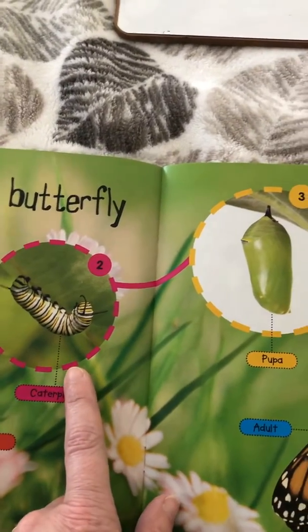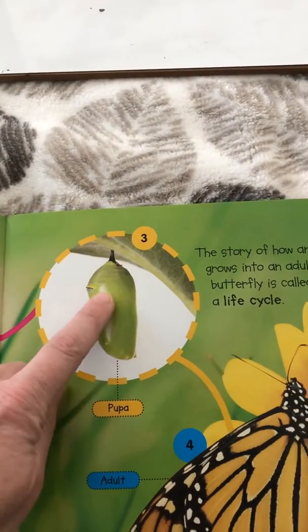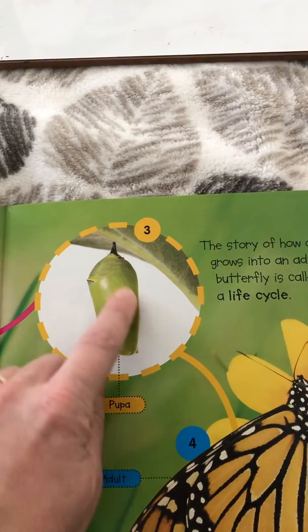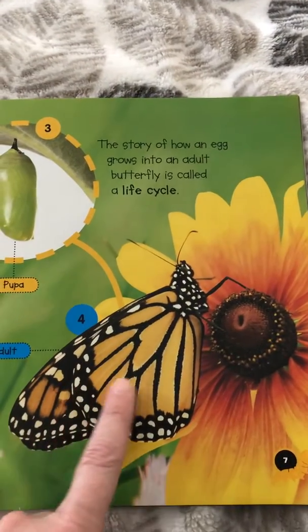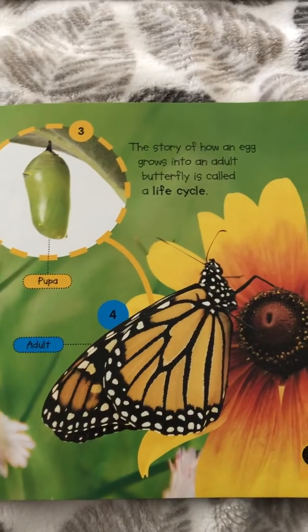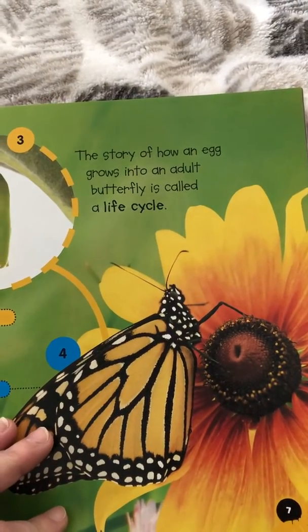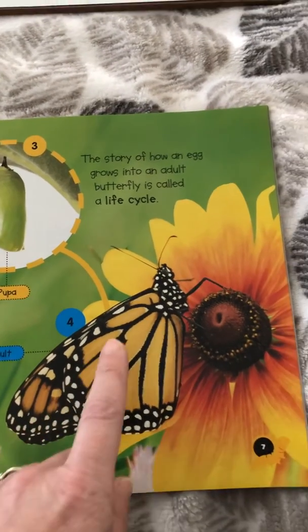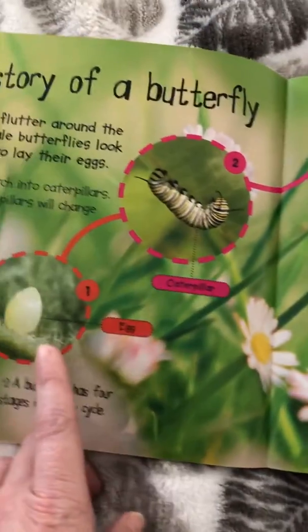And then it eats and eats and eats. And then it hangs, usually from a branch or something, it hangs upside down. And it's called a pupa, this stage, where it's inside of a chrysalis. And then the 4th stage of its life is it's a butterfly. So it says, the story of how an egg grows into an adult butterfly is called a life cycle, because it keeps happening again and again. Then this butterfly lays an egg and it starts all over again.